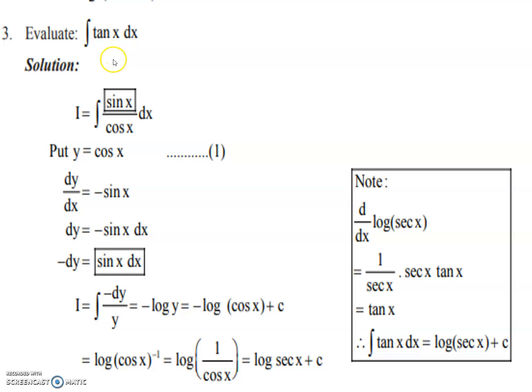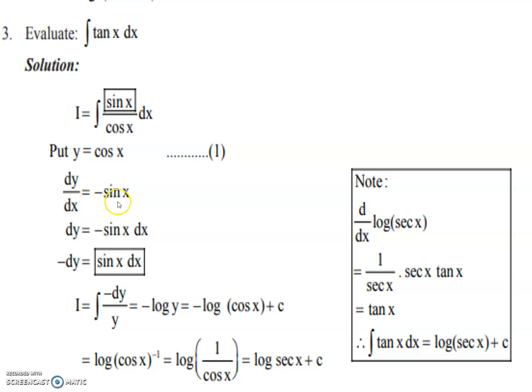Integration of tan x. We know that tan x we can write as sin x upon cos x. The derivative of cos x is minus sin x, but no problem, we can shift that sign. So we have the integration of f dash of x upon f of x is equal to log modulus of f of x. That's why we put y is equal to cos x.